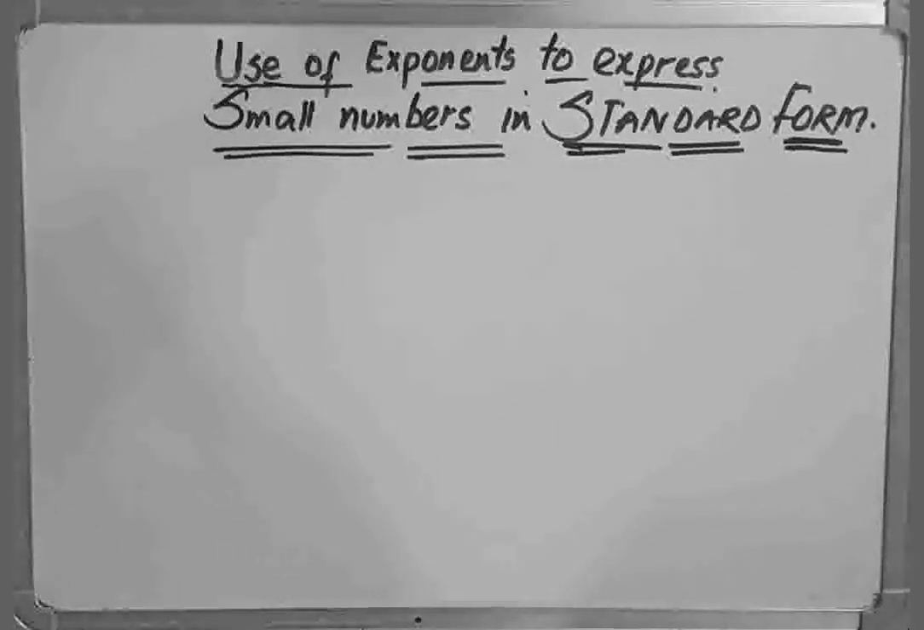Today's topic is the use of exponents to express small numbers in standard form. What does it mean? It means applying the knowledge that we have accrued so far with regard to exponents. So how can we apply that knowledge of exponents to express or convert numbers in standard form? Let's first try to understand what standard form means.